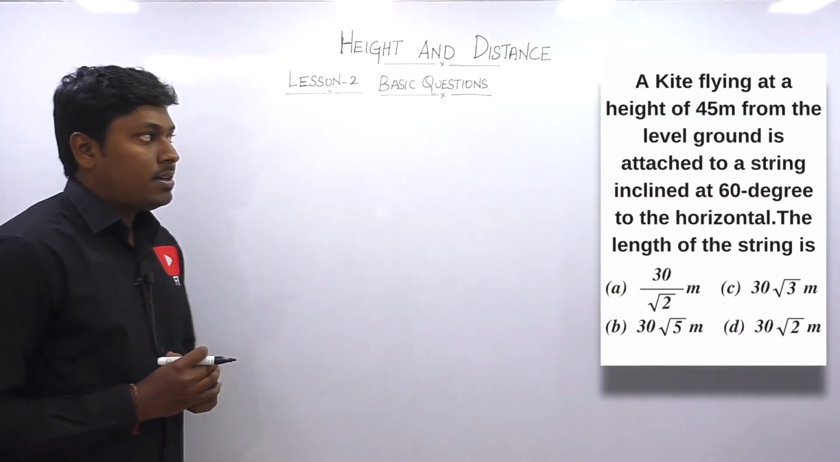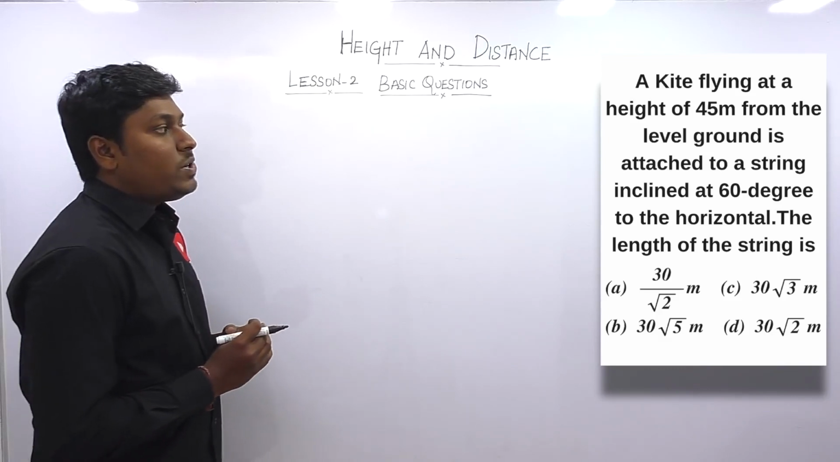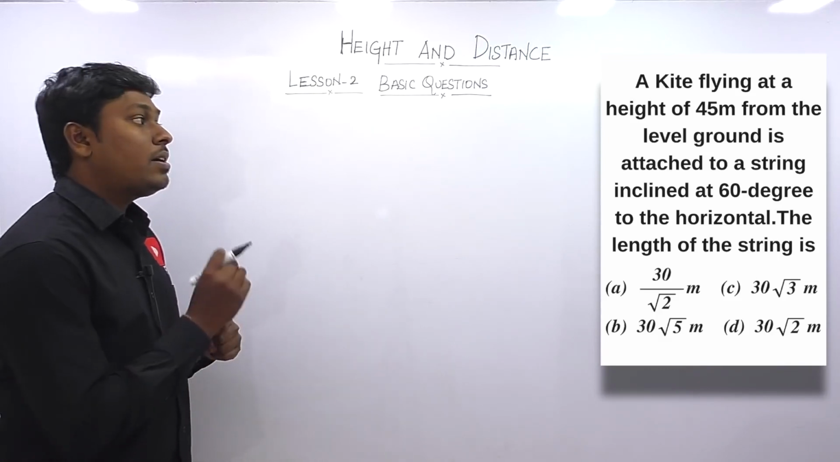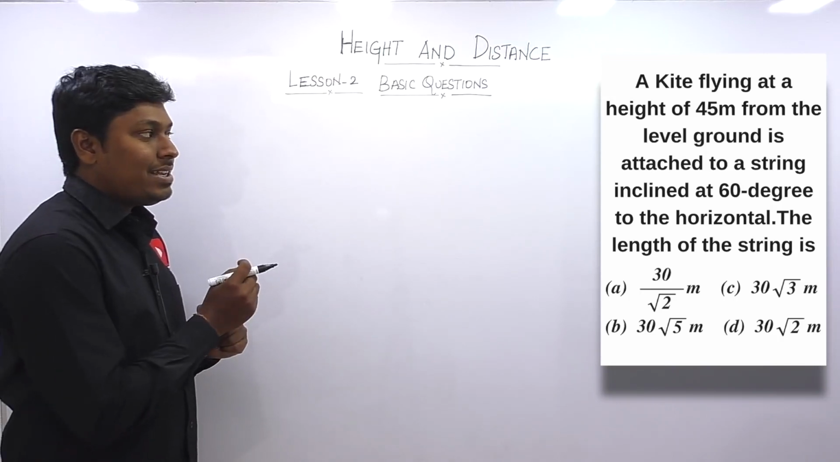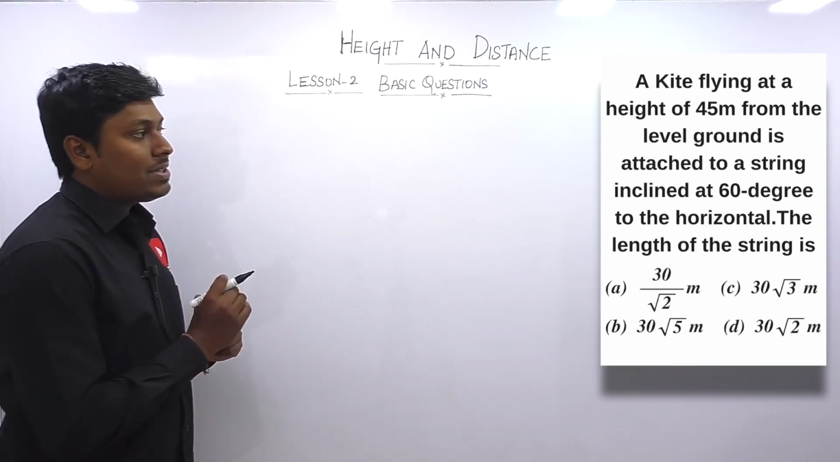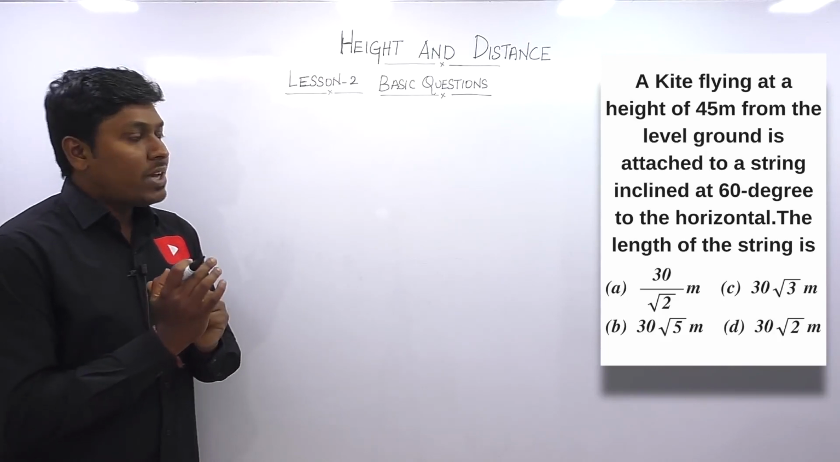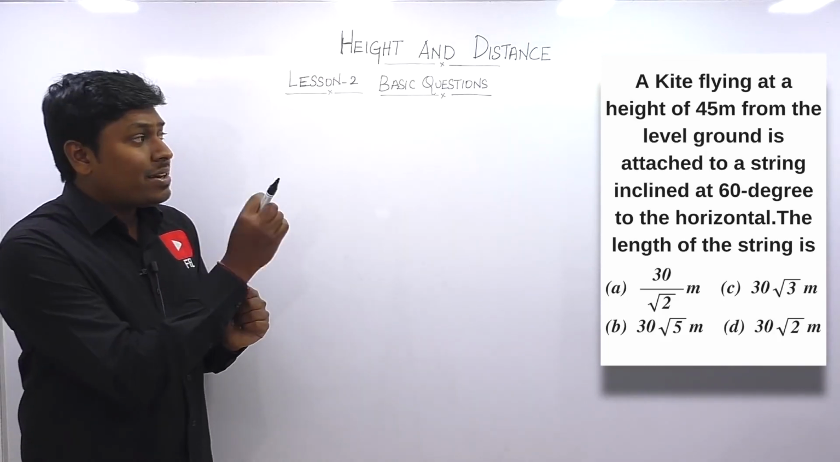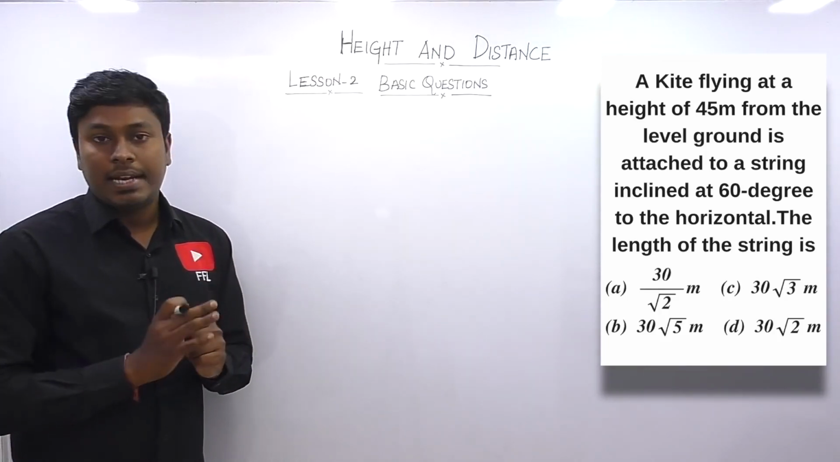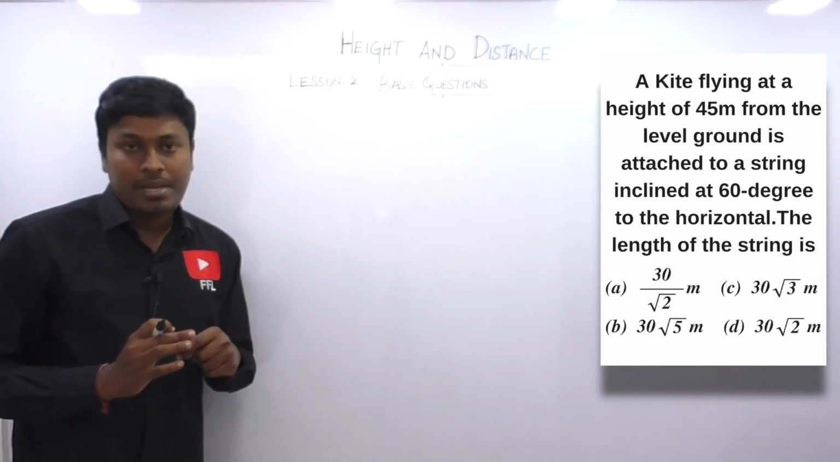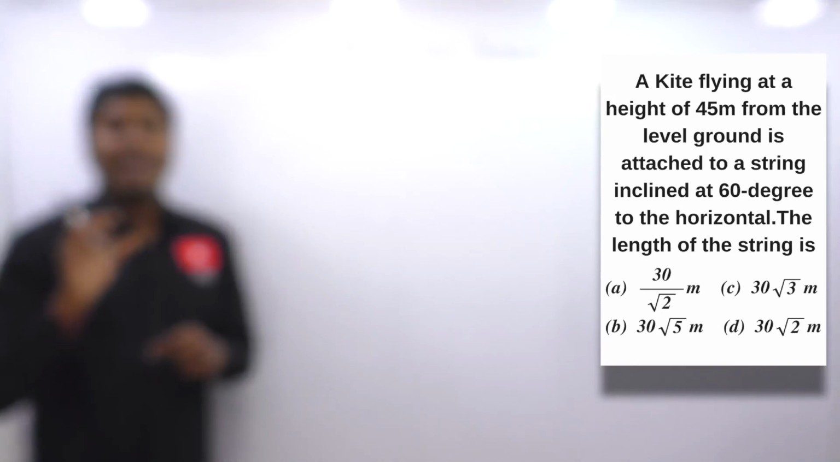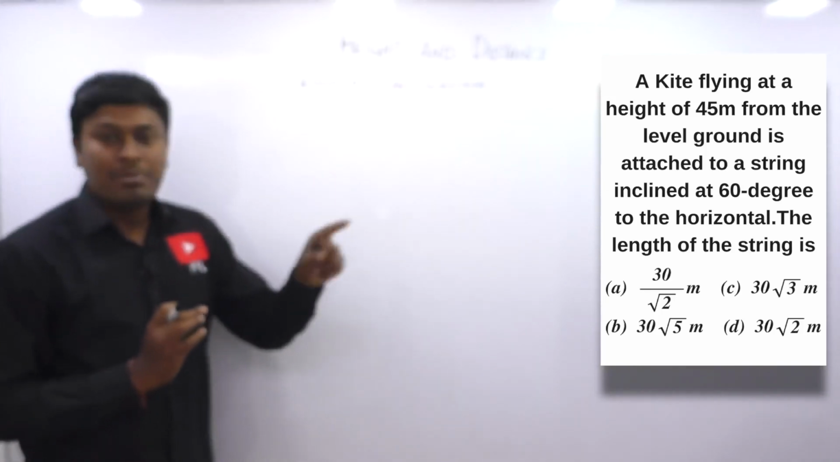Question number 1. A kite flying at a height of 45 meters from the ground level is attached to a string inclined at 60 degrees to the horizontal. The length of the string is. So friends, if you are a beginner, try to read the question line by line and draw a diagram. A kite is flying at a height of 45 meters from the ground level.